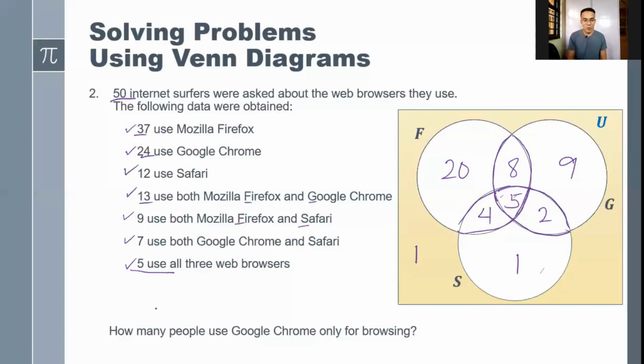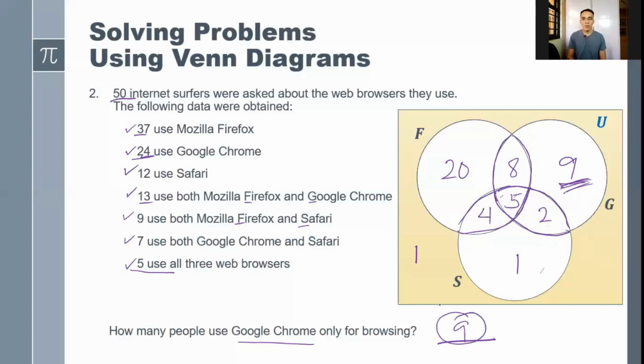Okay? So we can now answer this question. How many people use Google Chrome only for browsing? Google Chrome only for browsing. The answer is 9. Only 9 of the people surveyed use Google Chrome only for browsing. Okay, so our answer for this item is 9.